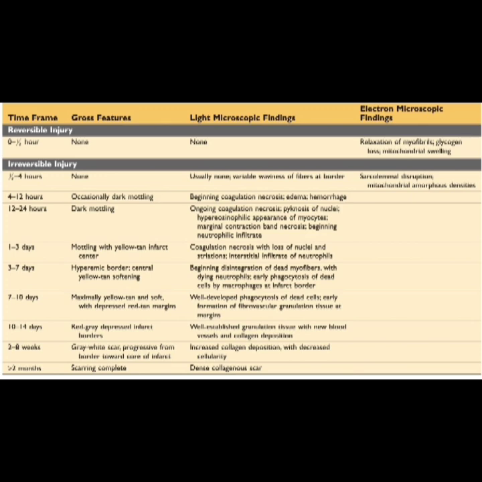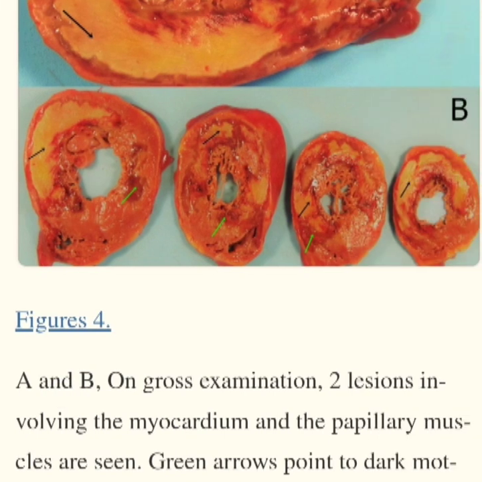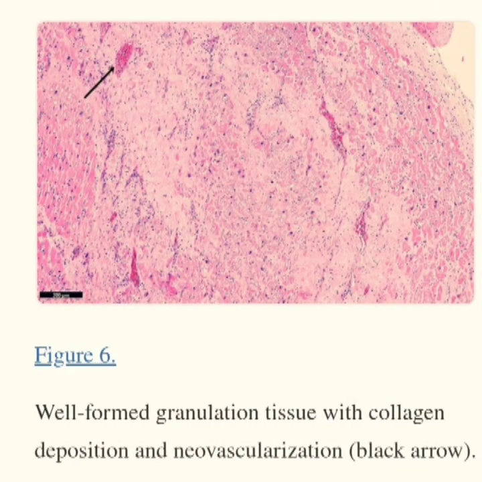Coming to the dark mottling which I had mentioned, you can see the dark mottling here. Here you can see the dark mottling which is there on gross examination. It can be clearly seen. It is depicted by the green arrows. This is the gross slide, and when you go to the granulation tissue with collagen deposition and neovascularization, this red-black arrow shows neovascularization, which is prominently seen and is highly eosinophilic in nature.